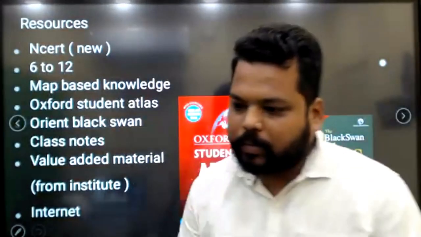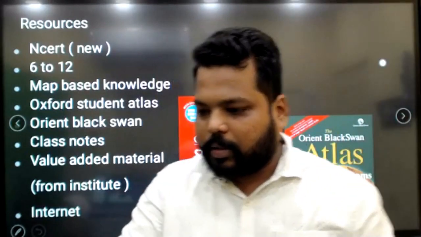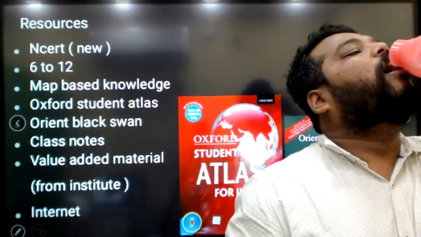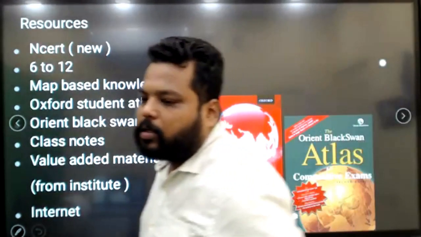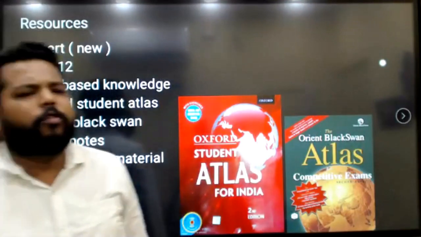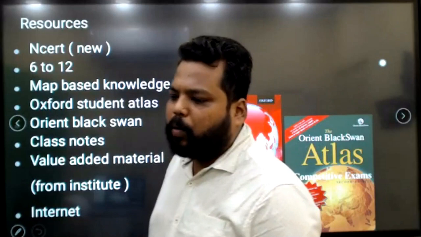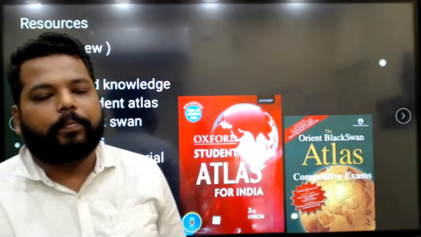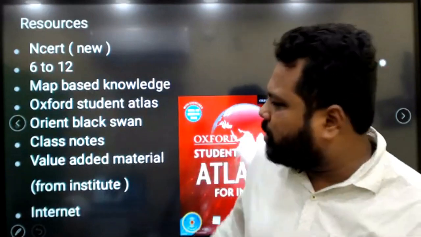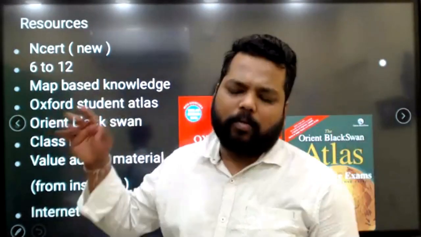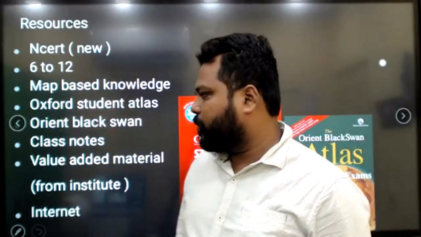Resources. Any doubts you can just drop in the text. So what are the resources to be followed? These resources I am saying for those people who have zero knowledge of geography. If you have geography as your graduation, then you can skip 6th to 12th, though you can go through it once.